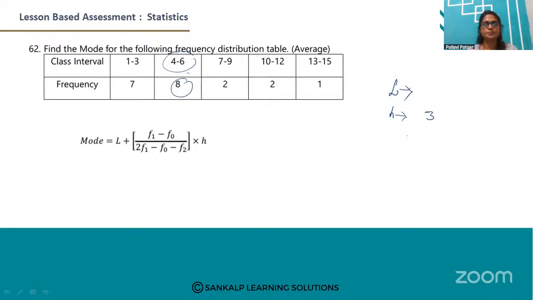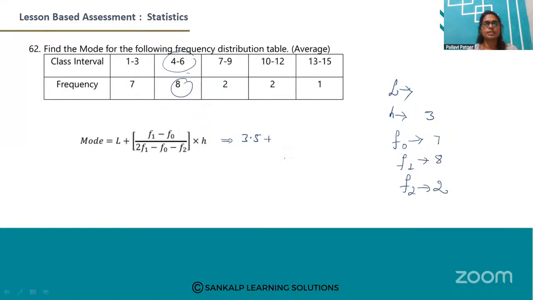So here F0 is 7, F1 is 8, F2 is 2. Okay. So substitute the values into the formula. So we'll get 3.5 plus. The lower limit starts from 3.5. So 3.5 to 6.5. Okay.